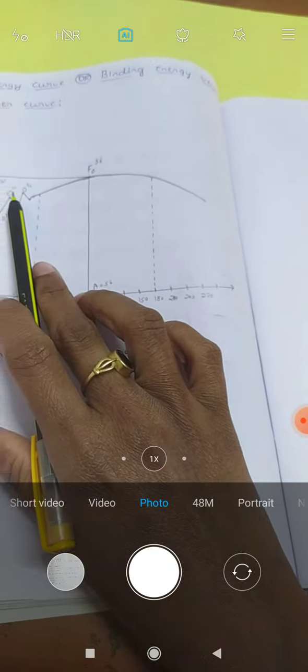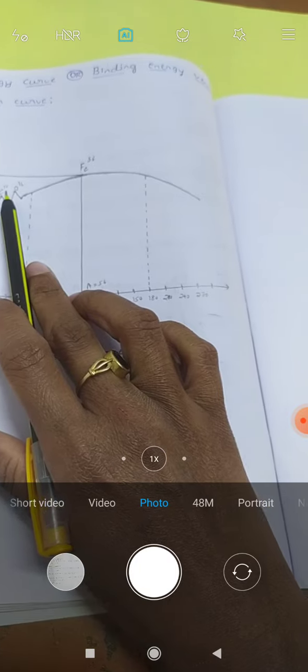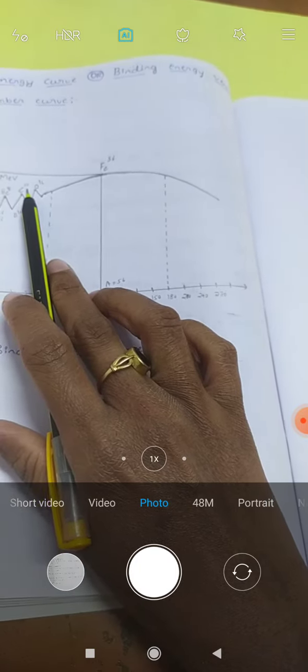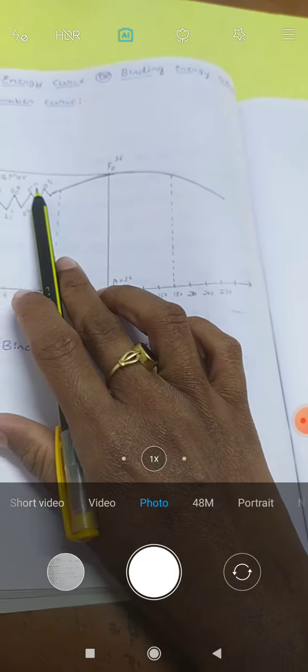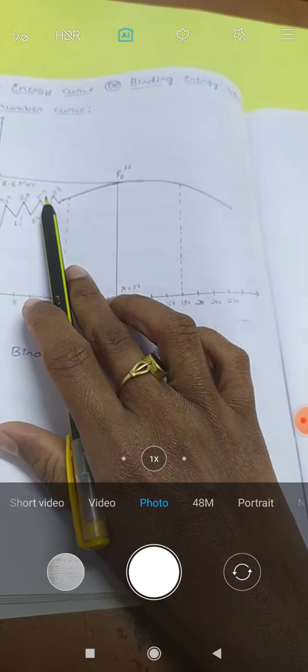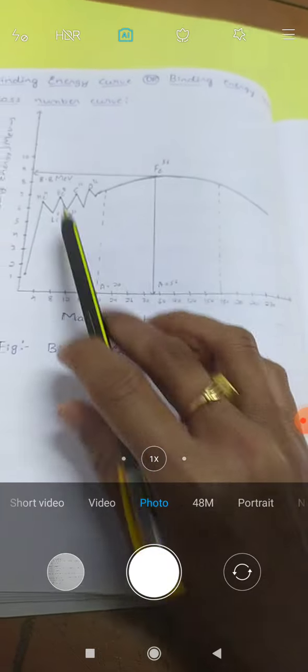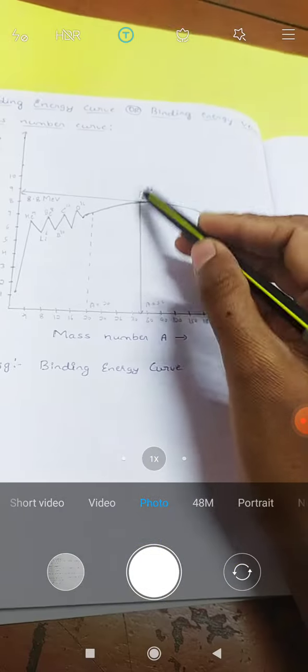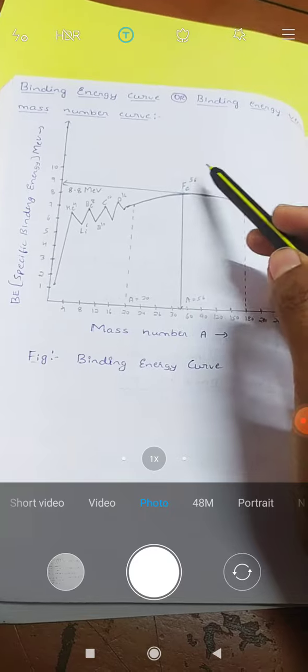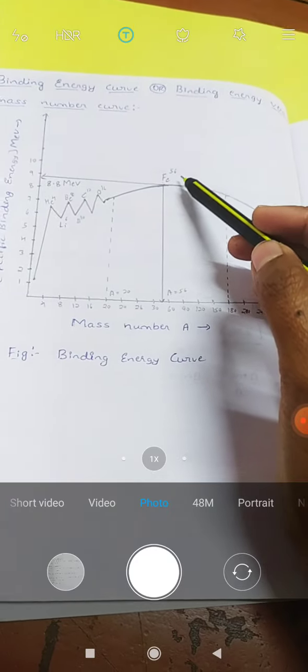8.8 mega electron volt for the iron with its mass number taken as 56. This indicates that iron is the most stable nucleus. So in this particular region of the curve, the iron element is taken as the more stable element.